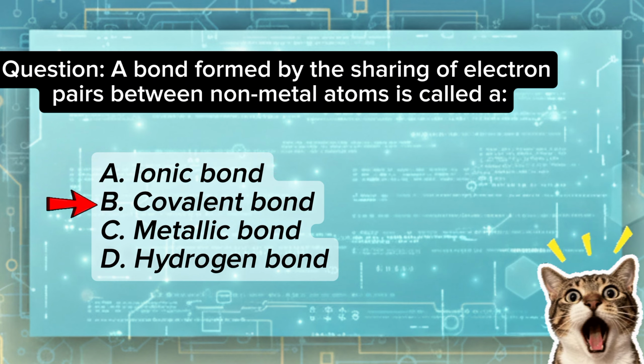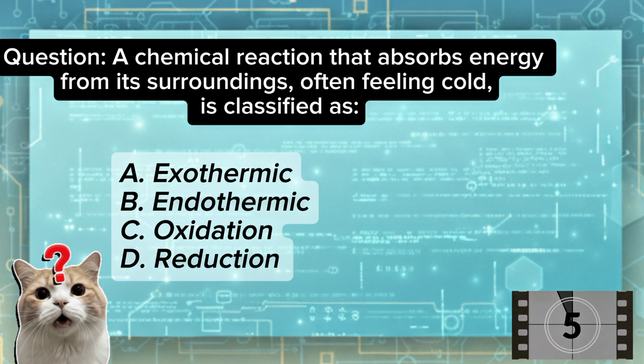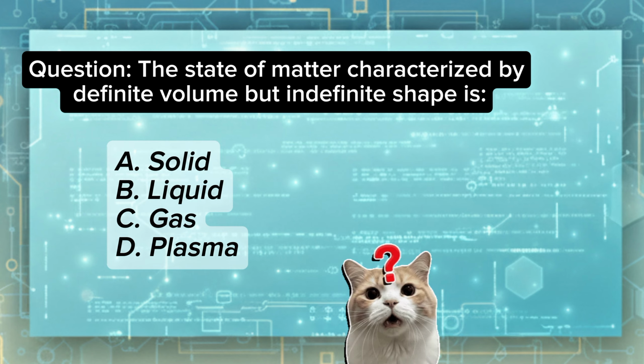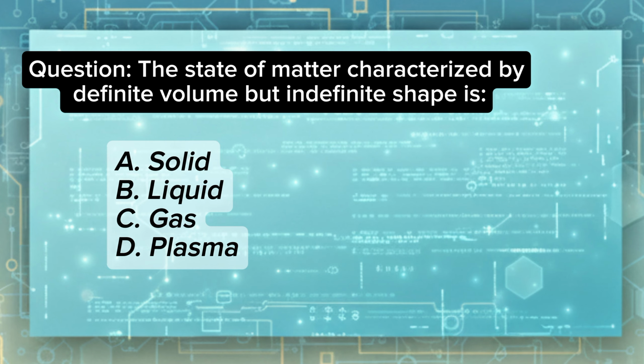Answer: covalent bond. A chemical reaction that absorbs energy from its surroundings, often feeling cold, is classified as? Answer: endothermic. The state of matter characterized by definite volume but indefinite shape is? Answer: liquid.